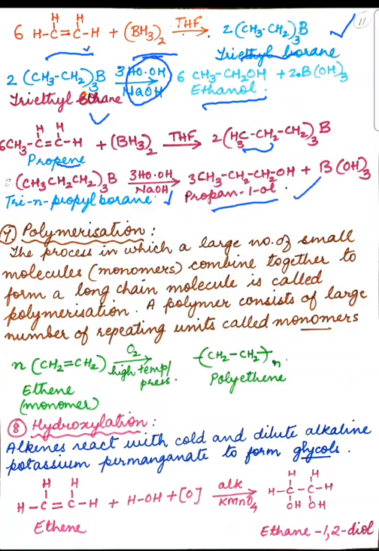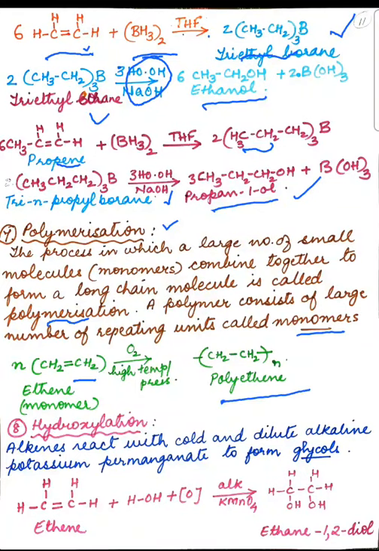Now let us see the next reaction, which is polymerization. The process in which a large number of small molecules or single units, which are called as monomers, combine together to form a long chain molecule. This process is called as the polymerization process. A polymer consists of large number of repeated units of monomers. For example, ethene forms polyethene.